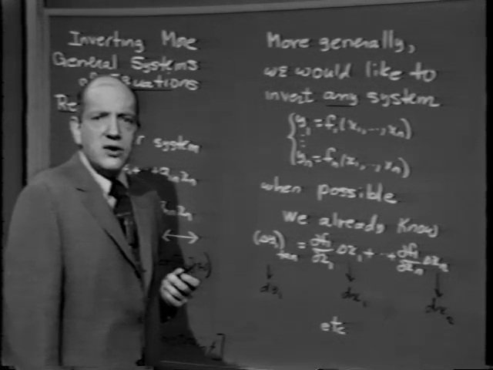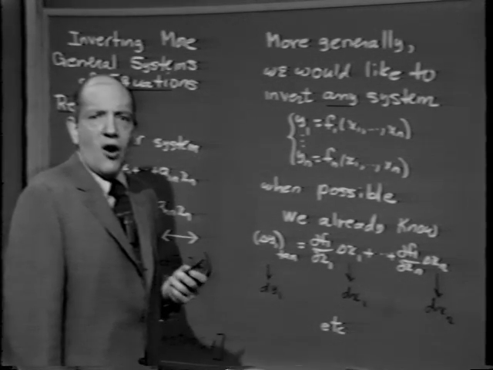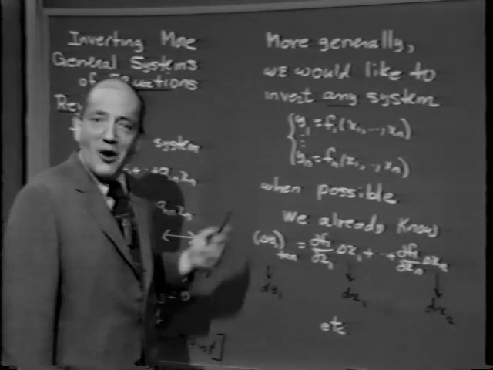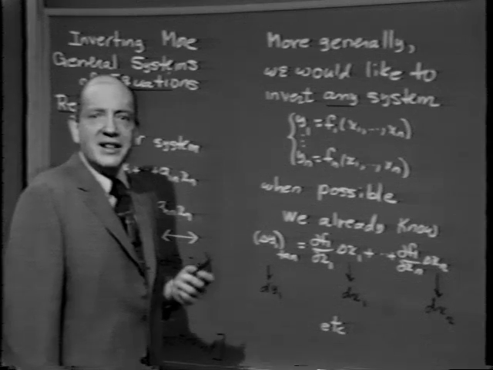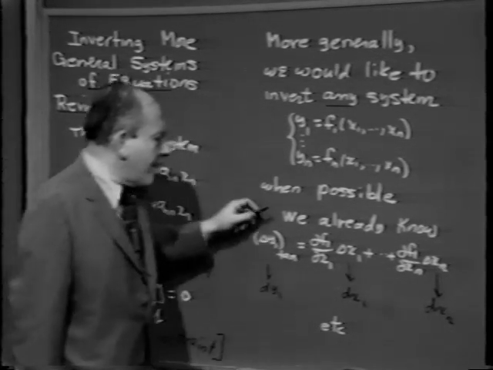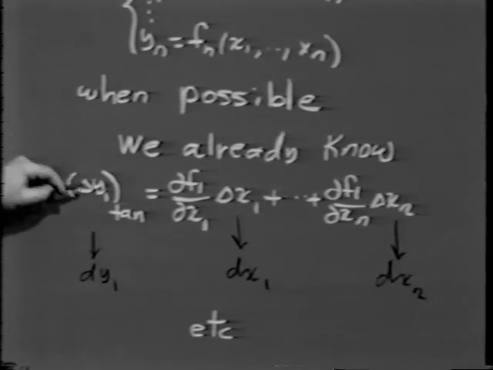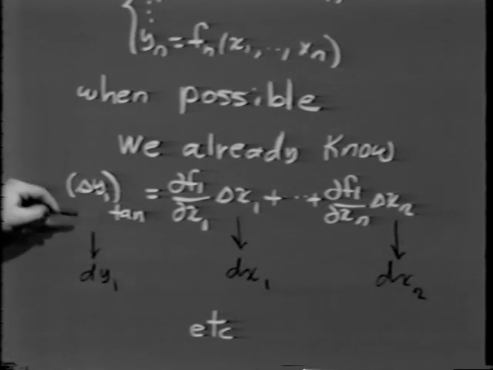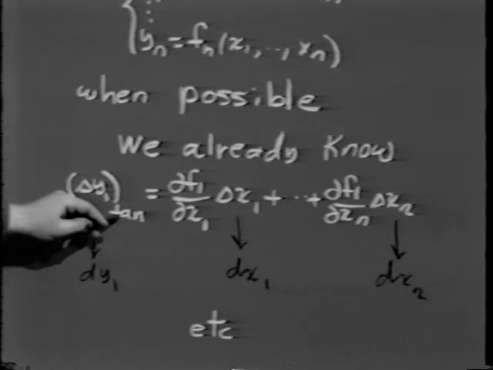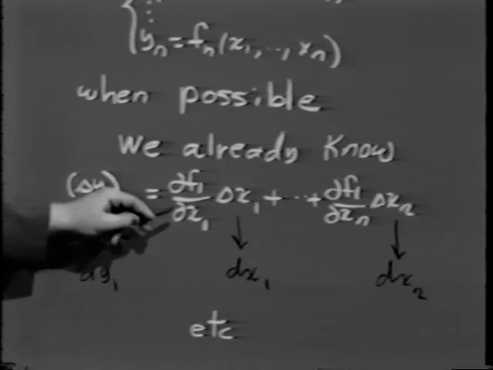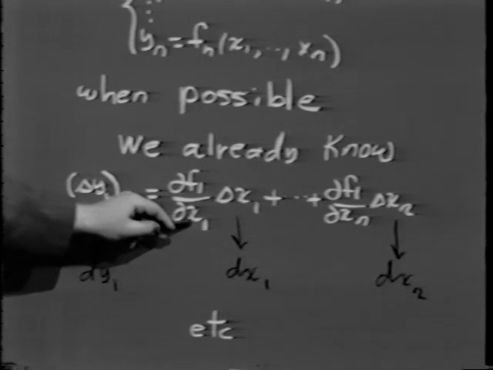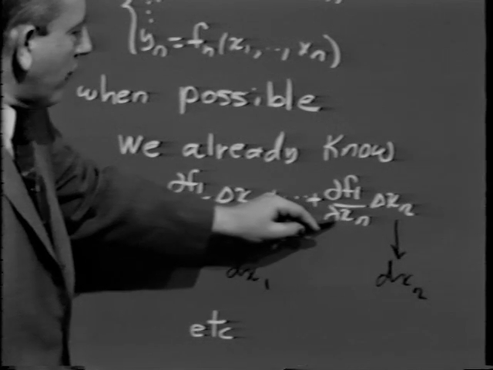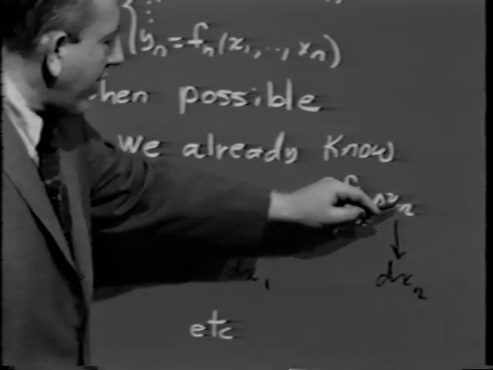And what we're going to use to tackle this is our old friend, the differential, the linear approximation again, that motivated our whole study of linear systems in the first place. Remember, we already know that if y1 is a differentiable function of x1 up to xn, that delta y1 sub tan is exactly equal to the partial of f1 with respect to x1 times delta x1 plus, etc., the partial of f1 with respect to xn times delta xn.